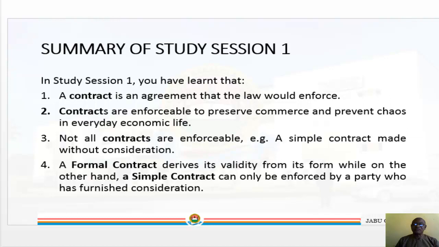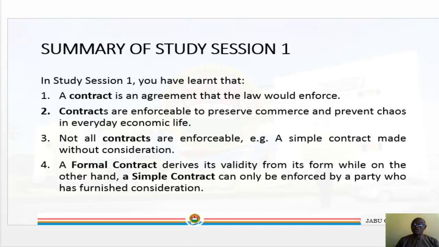A contract is an agreement that law will enforce. I am now entering the summary session of this study, and you have learned that: 1. A contract is an agreement that the law will enforce. 2. Contracts are enforceable to preserve commerce and prevent chaos in everyday economic life.